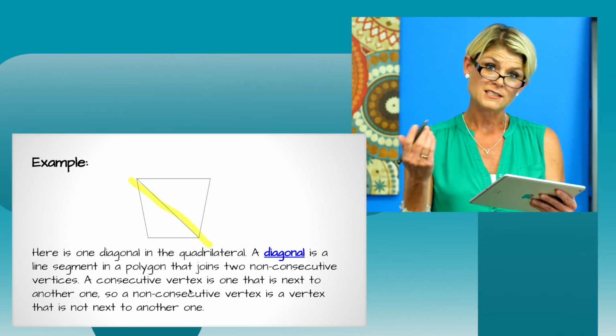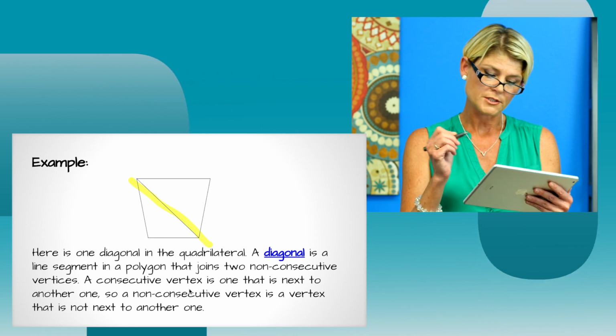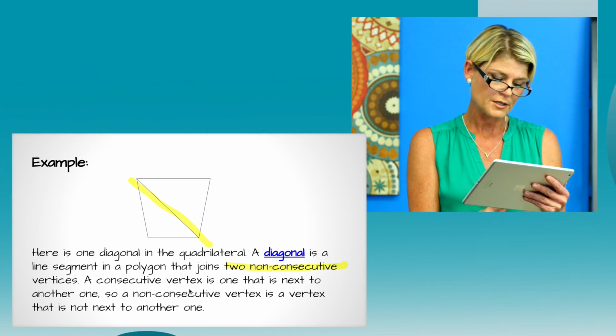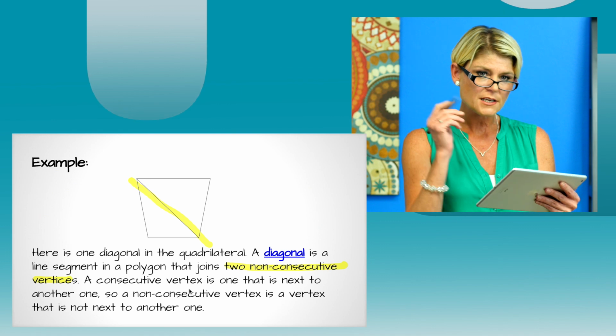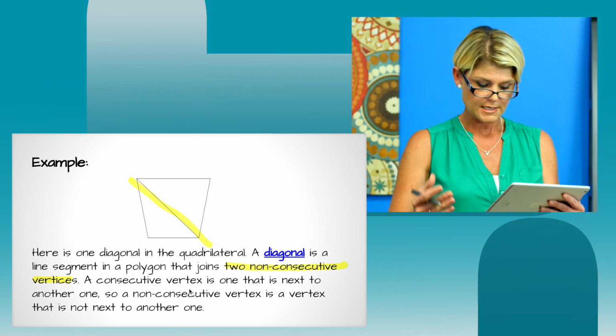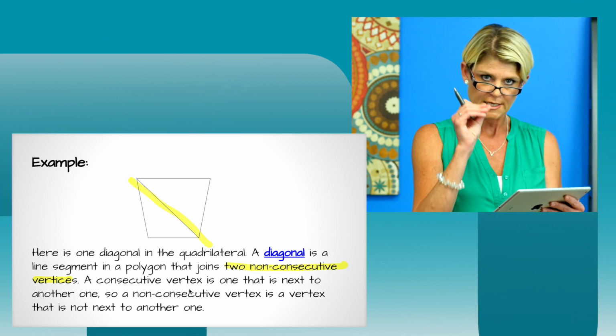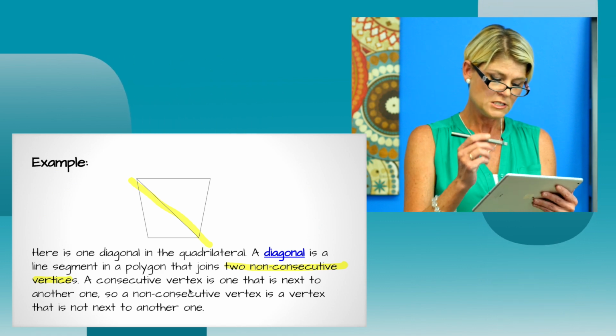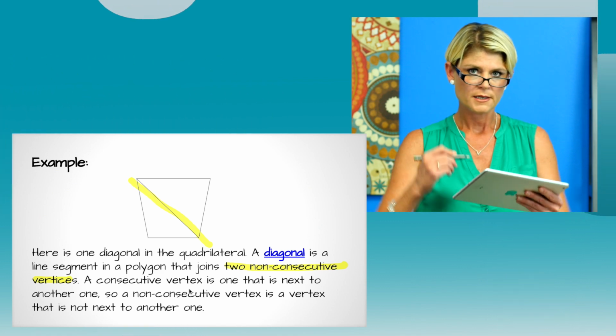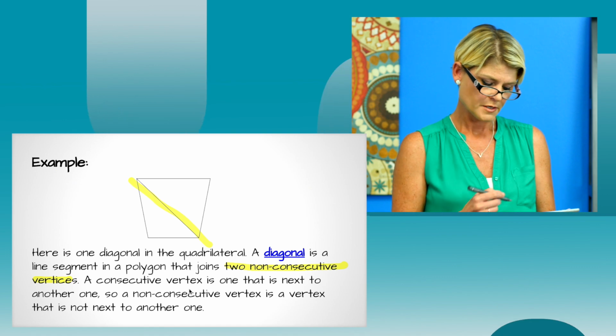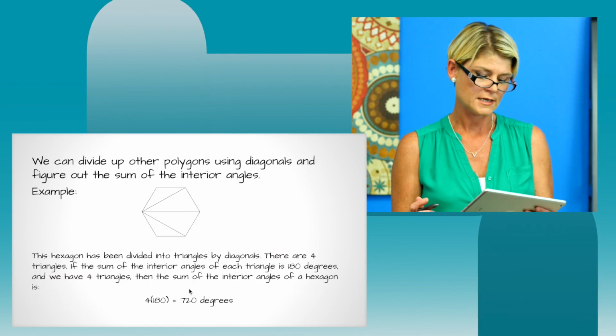A diagonal is a line segment in a polygon that joins 2 non-consecutive vertices. A consecutive vertex is one that's next to the other one. So a non-consecutive vertex is a vertex that is not close to another one. And this is where the fun starts. So we've just basically taken that polygon and cut it in half.